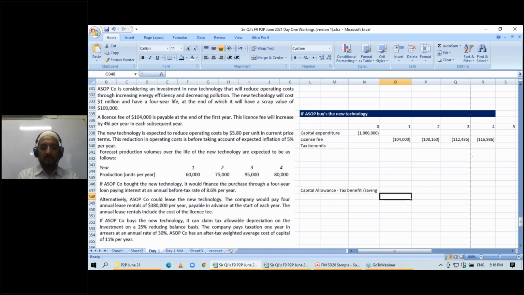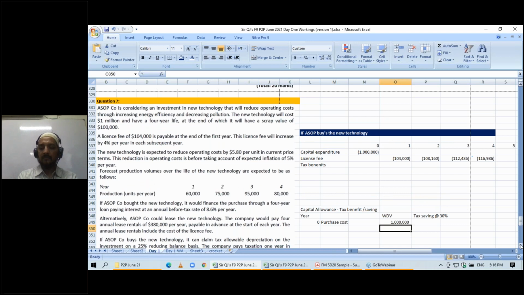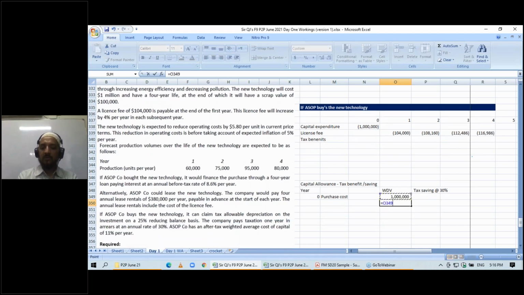So let me make a WDV column first, written down value column, and then the tax saving at 30%. So on year 0, the purchase cost of the asset is 1 million, and then the capital allowance on this will be 25%, which is 250,000. This is for year 1. Then if you deduct 250,000 from it, you are left with 750,000.